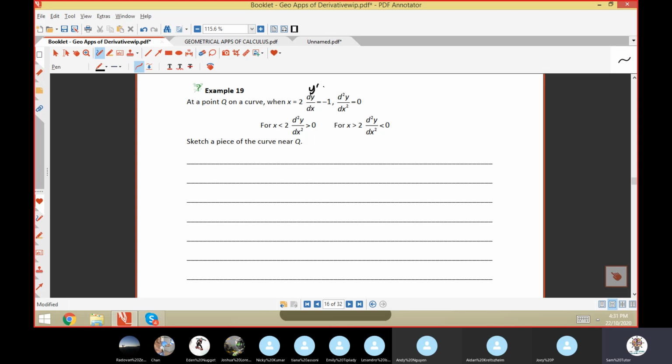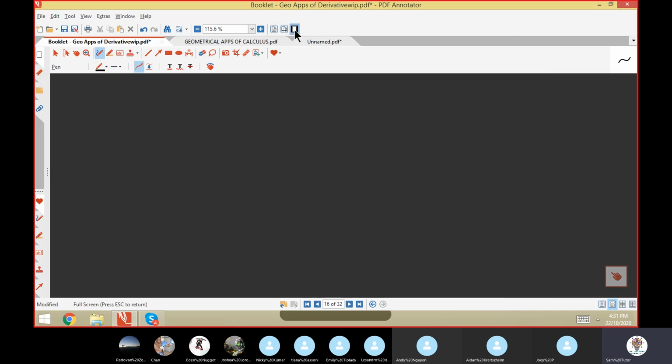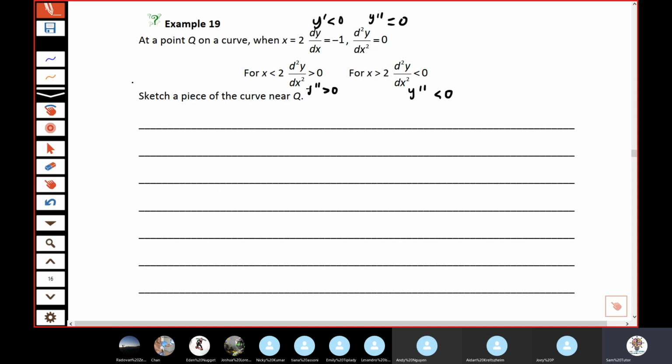What do you know about y dash being less than 0? What do you know about y double dash equal to 0? What do you know about y double dash greater than 0? And what do you know about y double dash less than 0? Just have a quick think about it. And if anyone wants to say any words that they know, we can start writing it down for all of us. It will help. So, any words that we know?